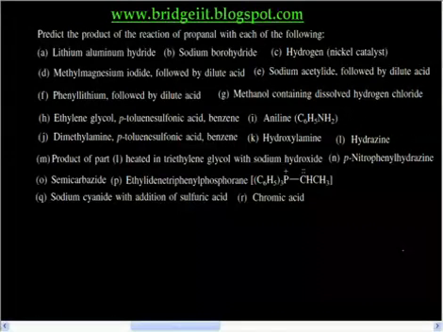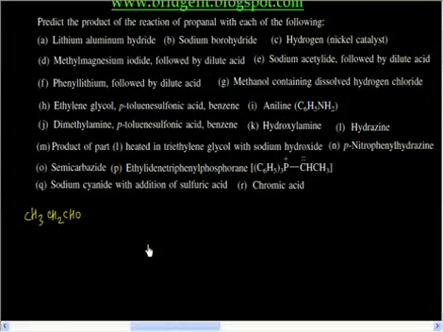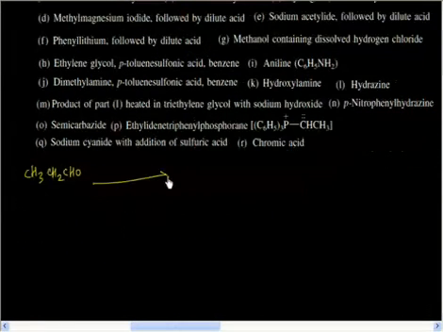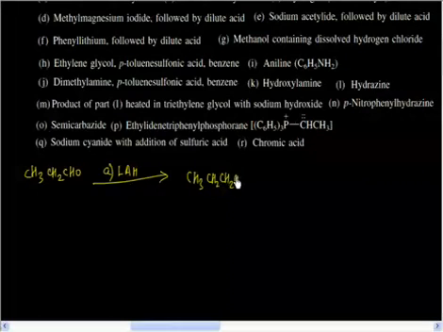Now in these cases we have to write down the product of propanal. Propanal is CH3CH2CHO. So this molecule is basically CH3, CH2, CHO. So this is propanal. Initially the first case is lithium aluminum hydride. If this is treated with LiAlH4, it is a reducing agent, so it will reduce, and you will have CH3CH2CH2OH.